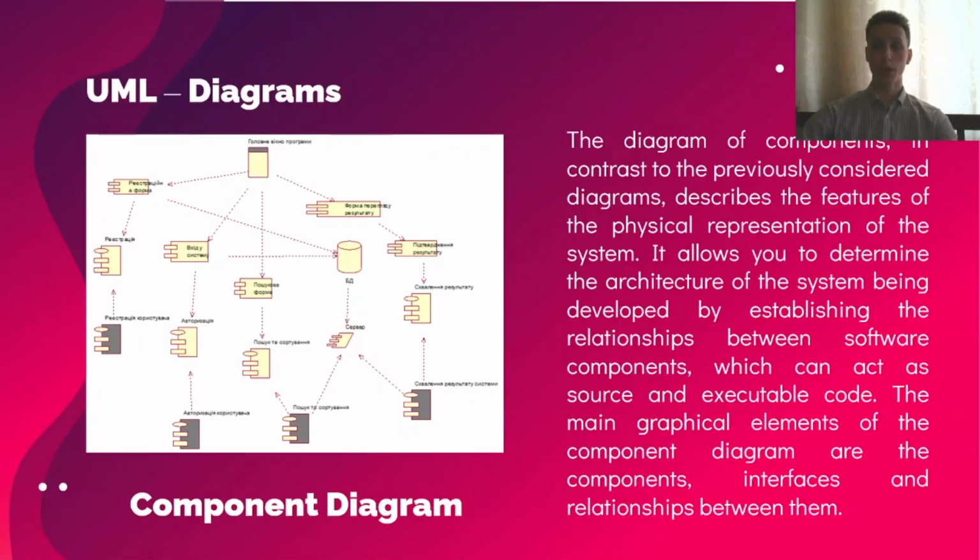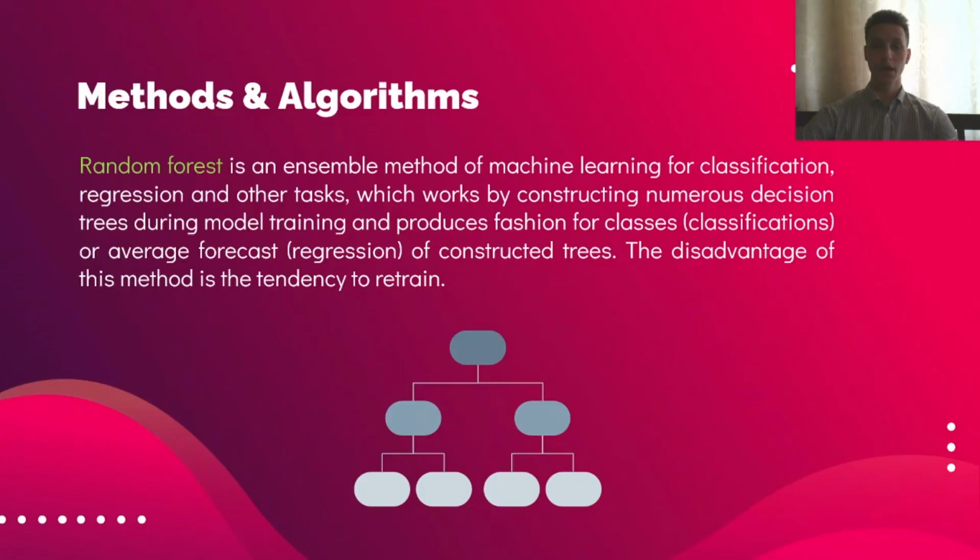And the component diagram, in contrast to the previously considered diagrams, describes the physical representation of the system. It allows you to determine the architecture of the system being developed by establishing the relationships between software components, which can act as a source of executable code. The main graphical elements of the component diagram are components, interfaces, and relationships between them.